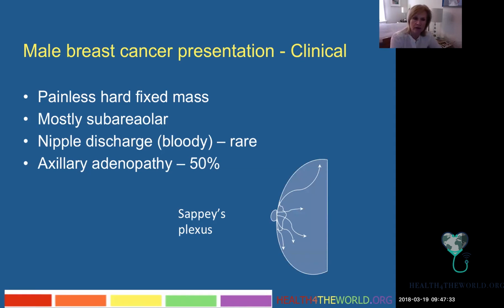Also, because the male breast cancer presents usually right under the nipple, they have rapid access to the lymphatic plexus, the Sappey's plexus of lymphatics, which are rich around the areolar area. So this is where the tumors occur. They rapidly can metastasize into the lymphatics and out to the axilla.